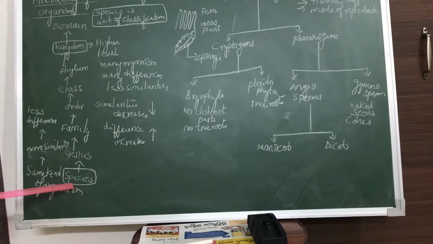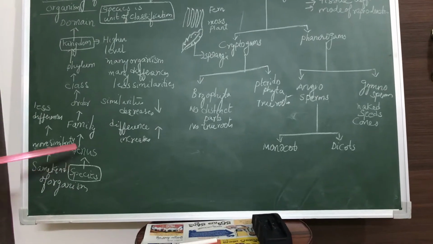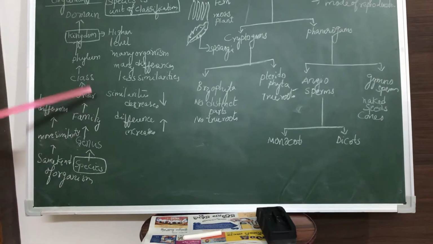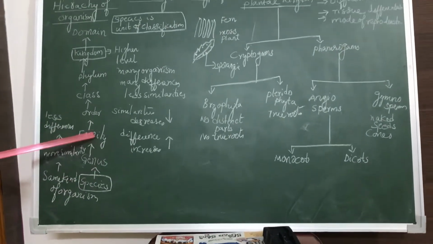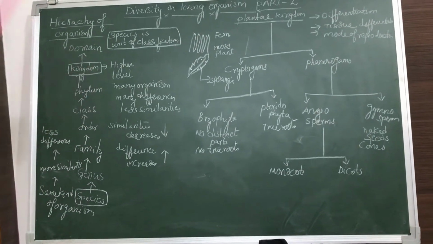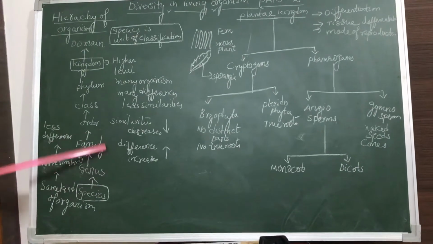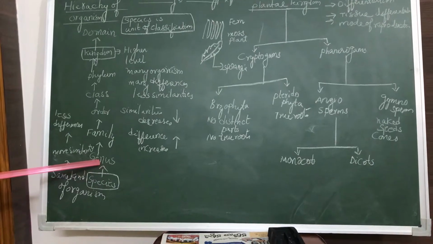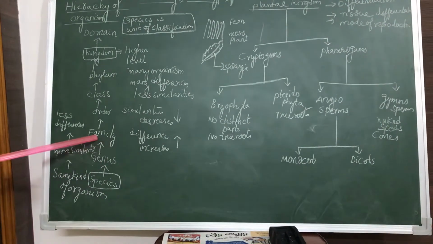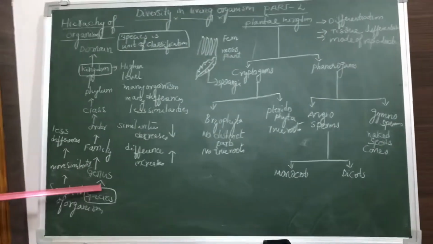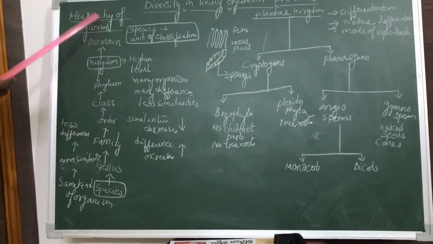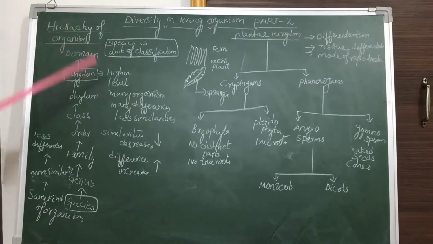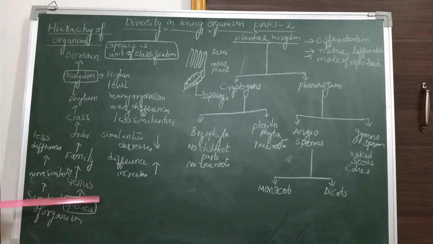When we move from species to domain or kingdom, the differences increase. The difference in the organisms increases from species, genus, family, order, class, phylum, kingdom, domain, whereas similarities decrease. They are more similar in species, less similar in genus, still less similar in family. Like that, similarities decrease and differences increase when we go from bottom to top.